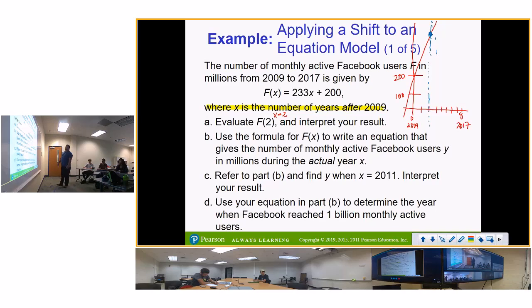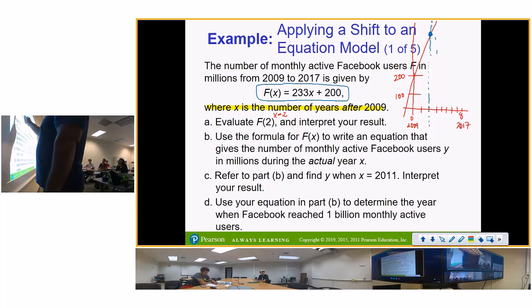Okay, use your equation in part B to determine the year when Facebook reached 1 billion. So, what is this? To determine the year, what is year? Go back to your formula. Where up here is the year?